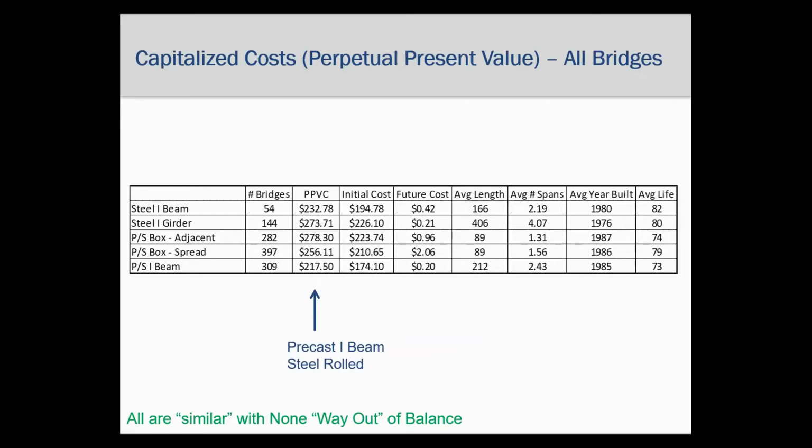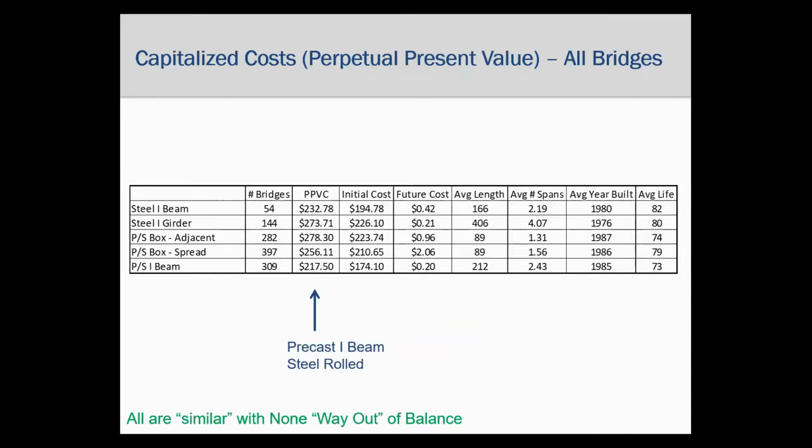Now, this table shows the results for capitalized costs for all the bridges in the database. Here we see the precast I-beam bridge has the lowest capitalized cost, and the steel rolled beam is second. The table also shows the initial cost, present value costs of all future maintenance, average length, average number of spans, average year built, and average life. And this is where we need to be careful with this comparison.